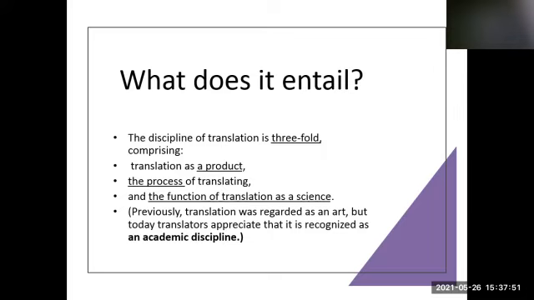So when we say translation, you must think of three things: product, process, and the function of translation as a science. Today, there is what we call science of translation. That's why the course is called Science of Translation. Now, science of translation has been transformed into what we call translation studies.